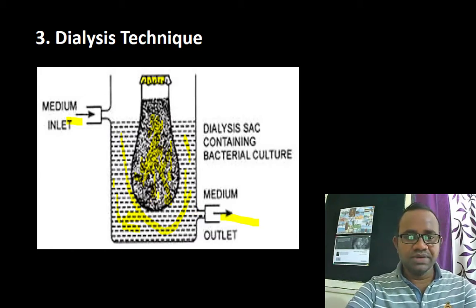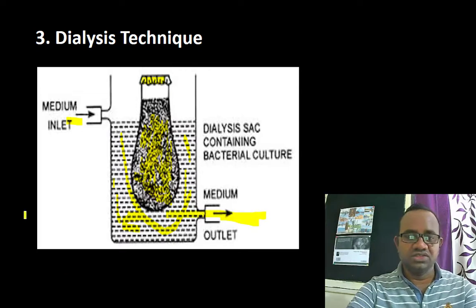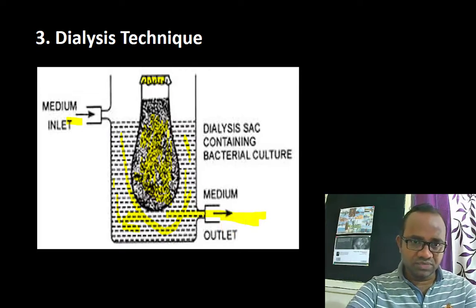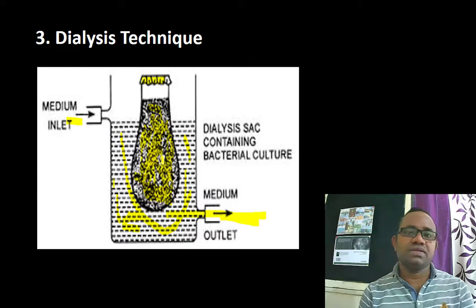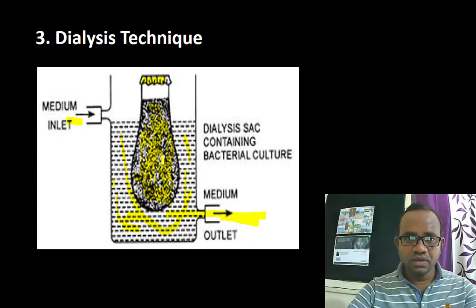The medium reaches the bacteria growing inside the dialysis bag, and the cells which have died, or the old cells, can be eluted out through the exit slit. This means that the dialysis bag will have only actively growing cells. So the dialysis bag will consist of bacteria which are at the same stage of their life cycle. These are the continuous culture methods.